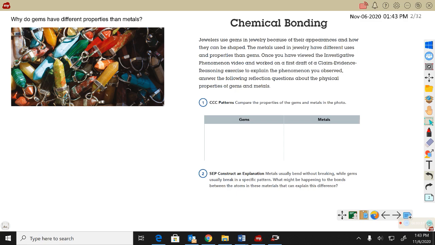And so here's our anchoring theme for the first part of this unit. We're going to look at comparing properties of crystals, which we're going to eventually know as ionic compounds, versus metals.